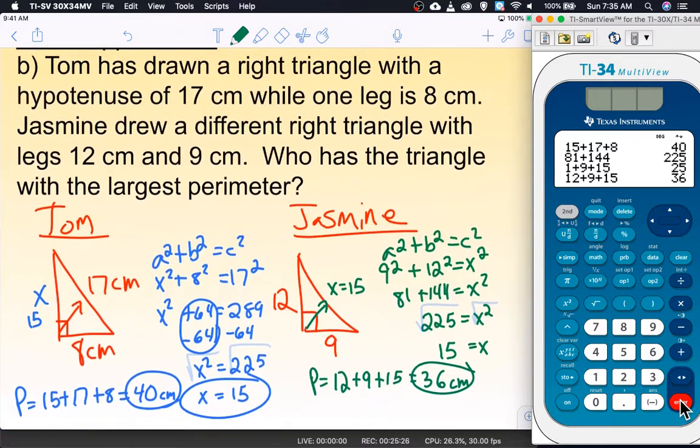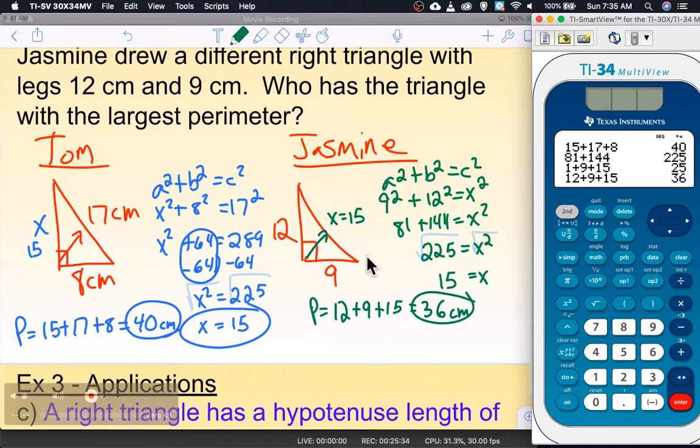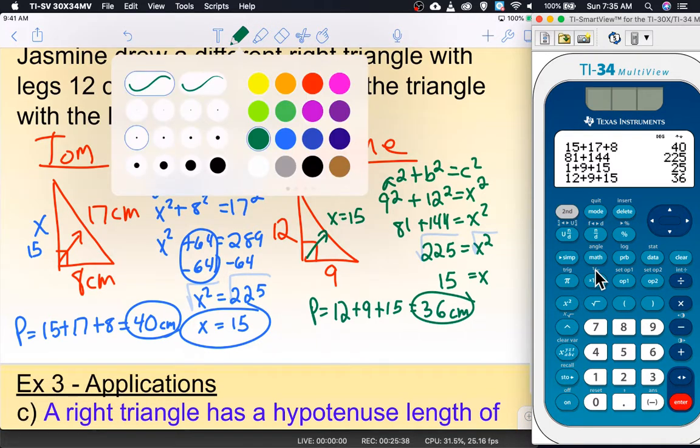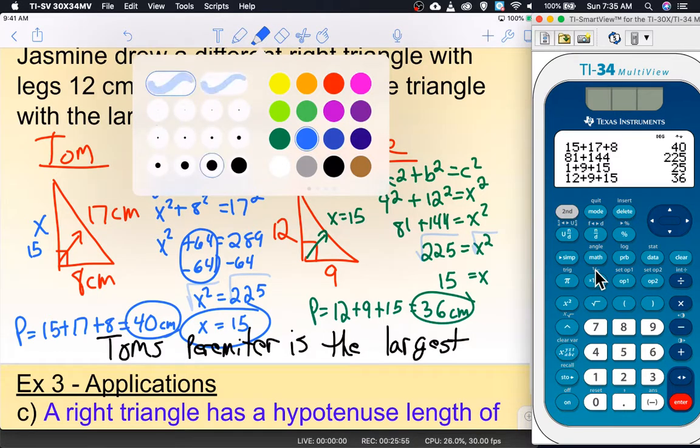Now, for the actual answer to the question, who has the triangle with the largest perimeter? Well, Tom's perimeter is 40, Jasmine's perimeter is 36. That means Tom's perimeter is the largest. And there's our final answer.